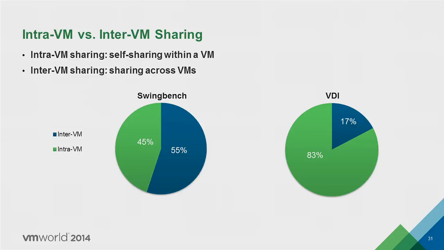This is mainly because VDI workloads typically run the Windows guest operating system. A lot of the sharing comes from the zero pages, which are counted as intra-VM sharing. The workload homogeneity mostly affects the inter-VM sharing. So if you run heterogeneous workloads in the host, you will expect to see less inter-VM sharing.